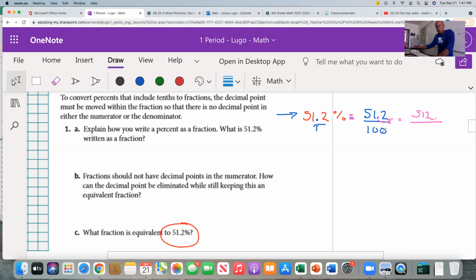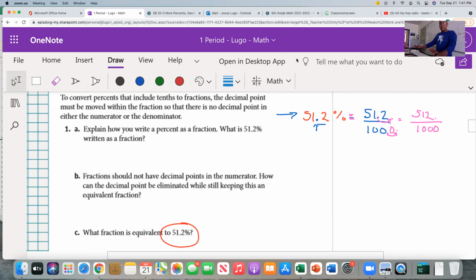To which some of you will say, well, how? There's no decimal. But there is. There's a decimal here next to the ones place on the 100. So if I move the decimal over one time on the numerator, I'm going to move the decimal over one time on the denominator and just add a 0. So 51.2 out of 100 is the exact same thing as 512 over 1,000.